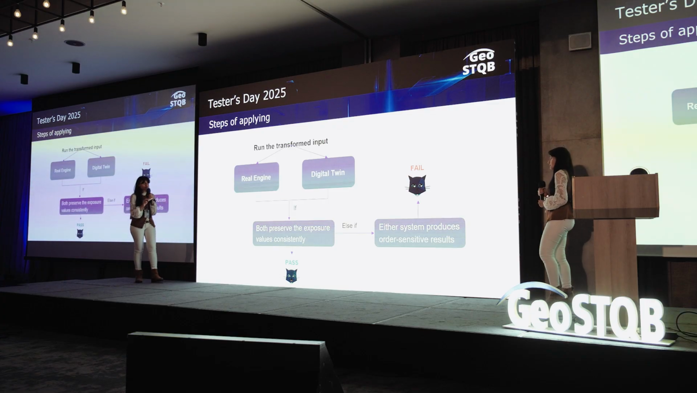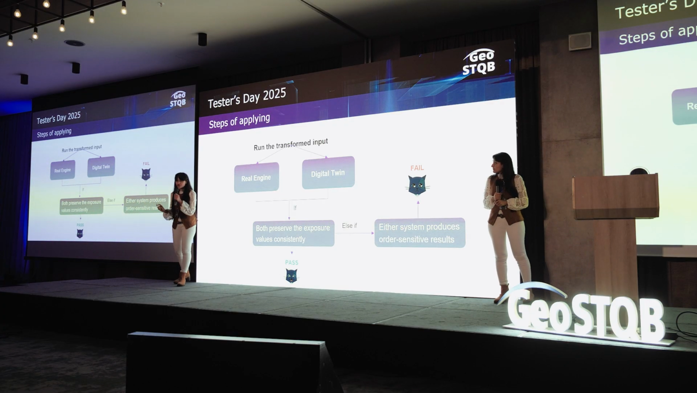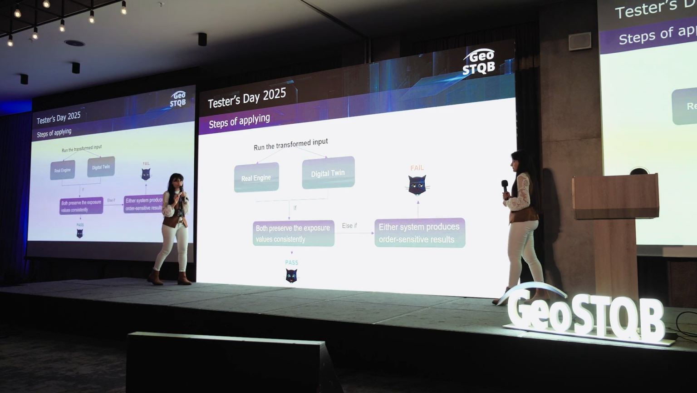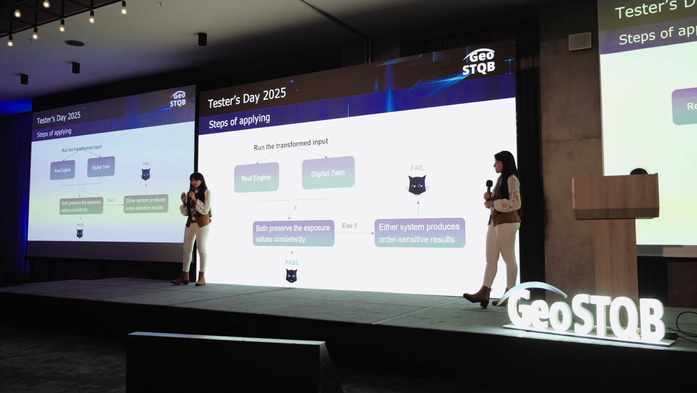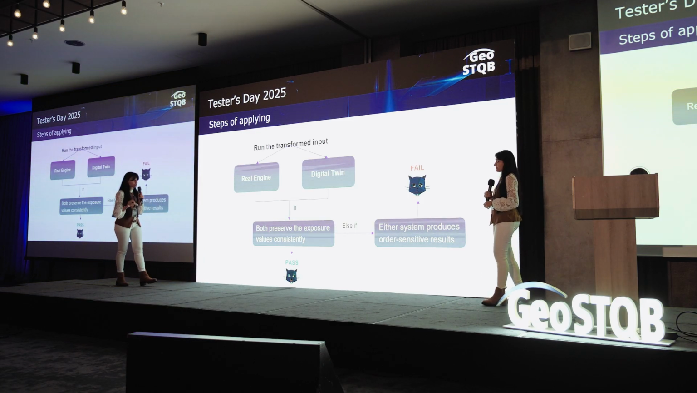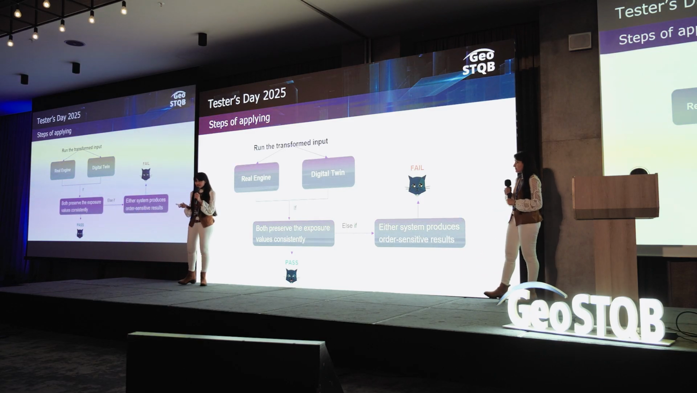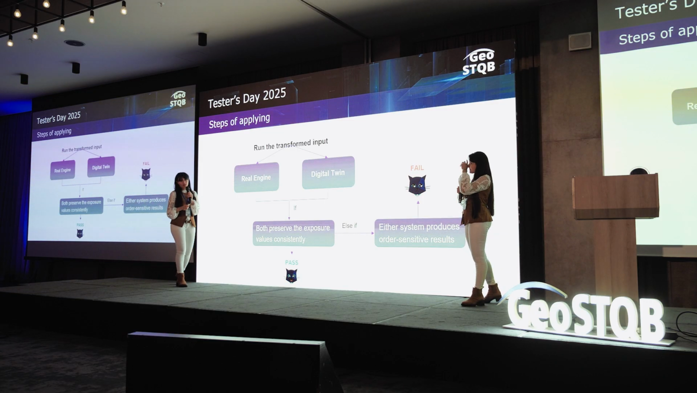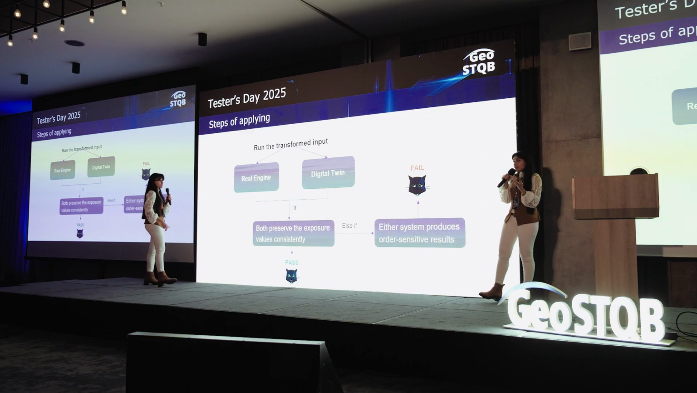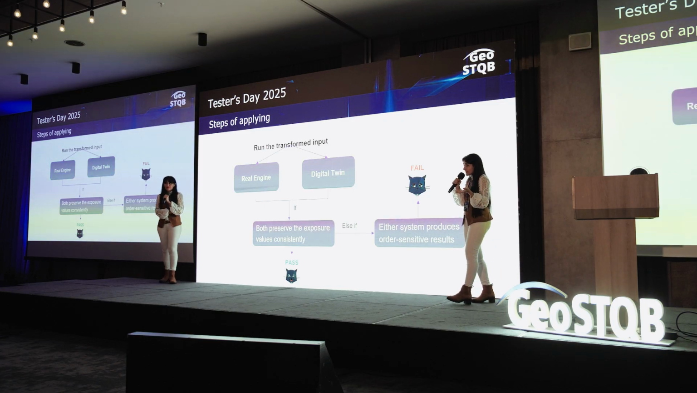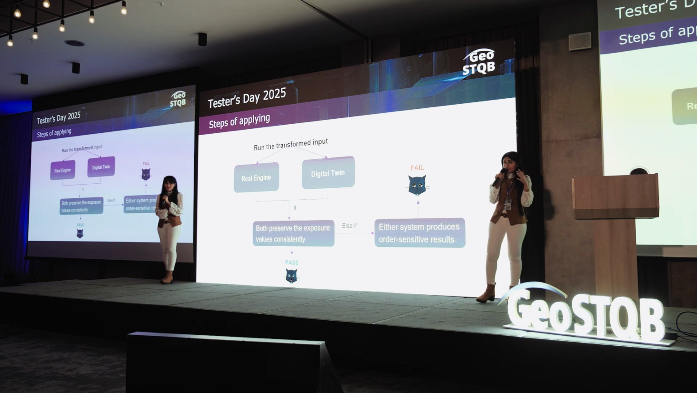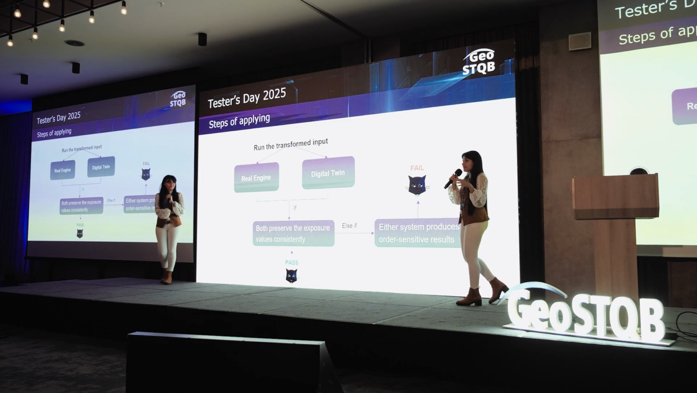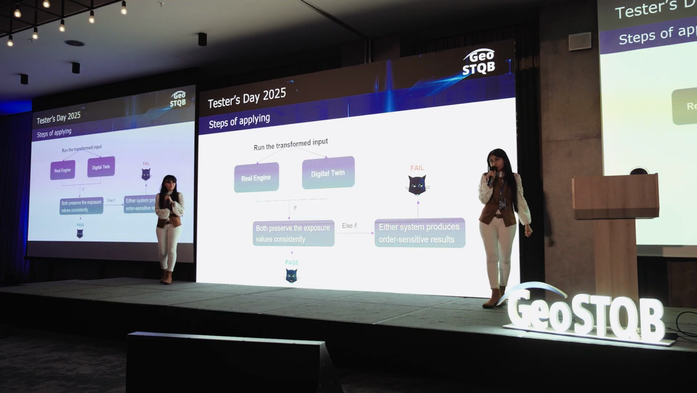So here, after we run the transformed input for both the real engine and the digital twin, we analyze and monitor the output. If both of those systems preserve the exposure values in a consistent way, then it's a pass. But unfortunately, if either of those systems produces any order-sensitive results, then it's a fail. In this case, it shows that there's a problem, like some kind of error or concurrency issue. The main thing here is that we're not asking if the output is correct. We're thinking, when we input these transformations to both the real system and the digital twin, will they actually have the correct behavior or not? That's the main thing we're thinking of.